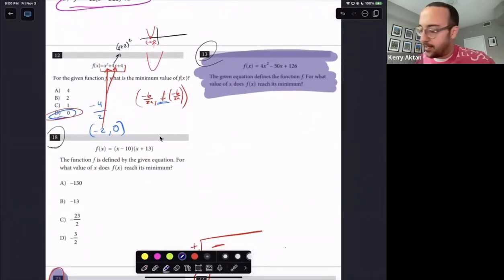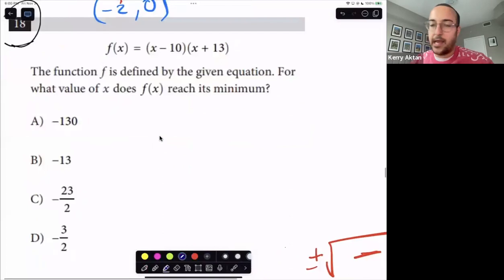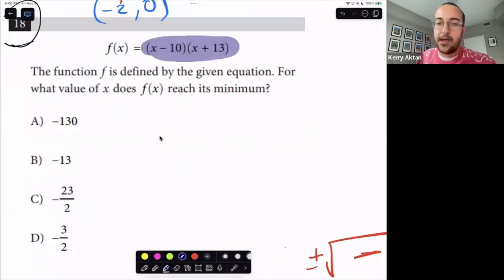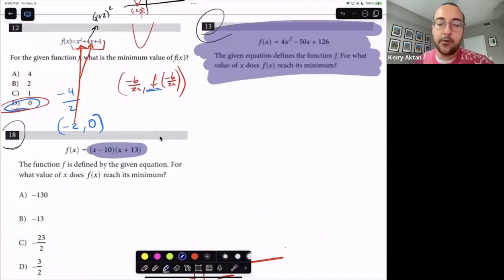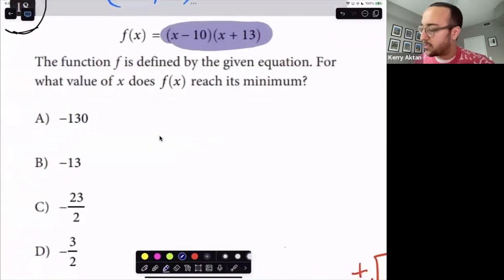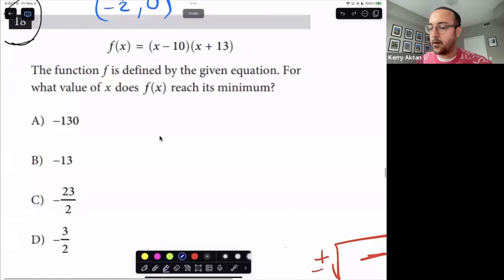Taking a look at 18, I want to show you this. This just showed up on April's exam, and it does show up once in a while, so it's probably worth doing. Yes, you could FOIL this out and do the same thing that we just did in the previous question, negative b over 2a. I would not advise it, though. There's a faster way. Does Brooke know how to do this the right way? Go ahead.